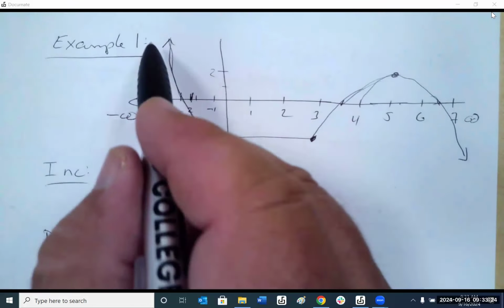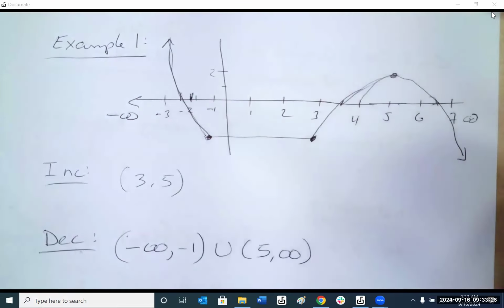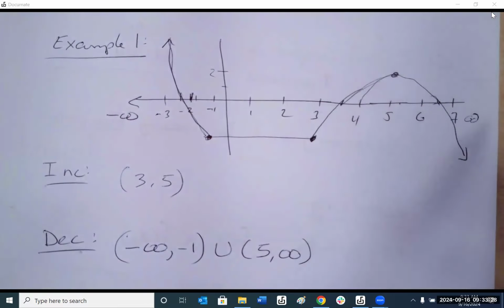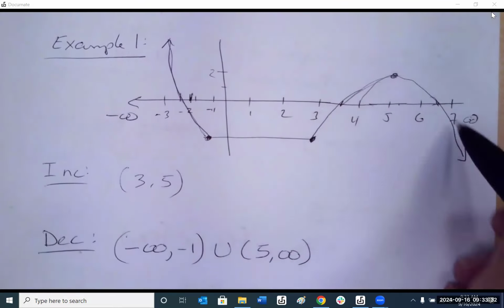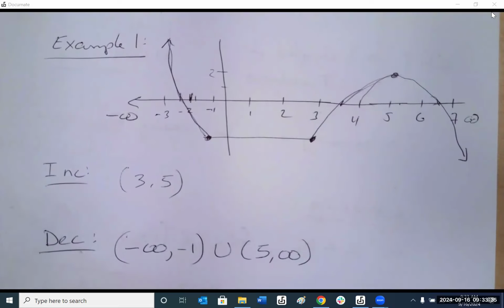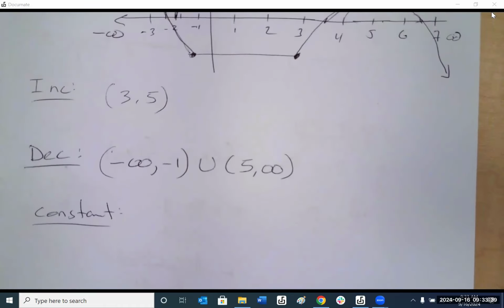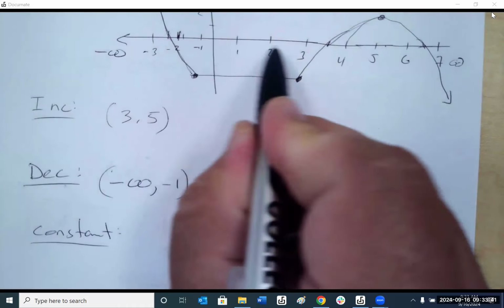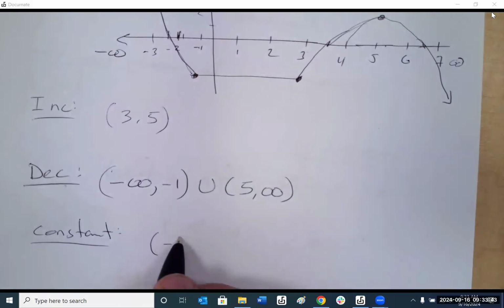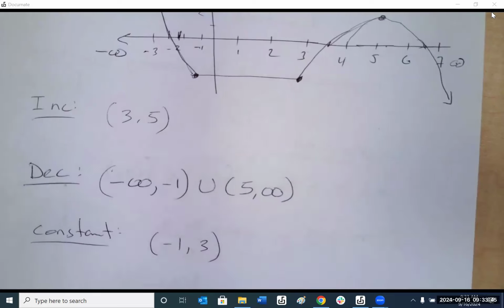This is not going up. It's actually going down because we're reading left to right. It's going down from there. And it's going down from here. So where is it constant? From negative one to positive three. There.